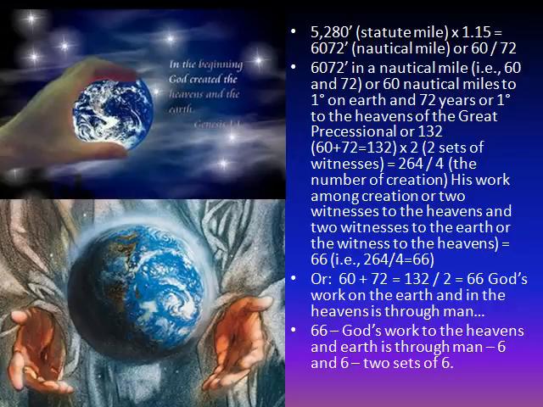264 divided by 4 equals 66, or 60 plus 72 is equal to 132, divided by 2 is equal to 66. God's work on the earth and in the heavens is through man. 66. God's work to the heavens and earth is through man. 6 and 6, 2 sets of 6, 66.